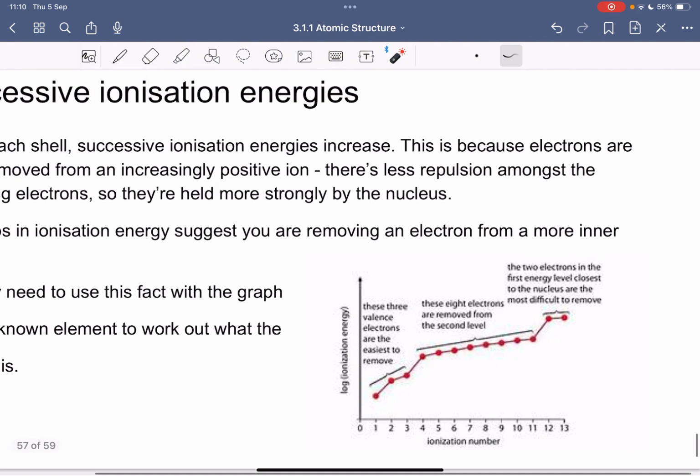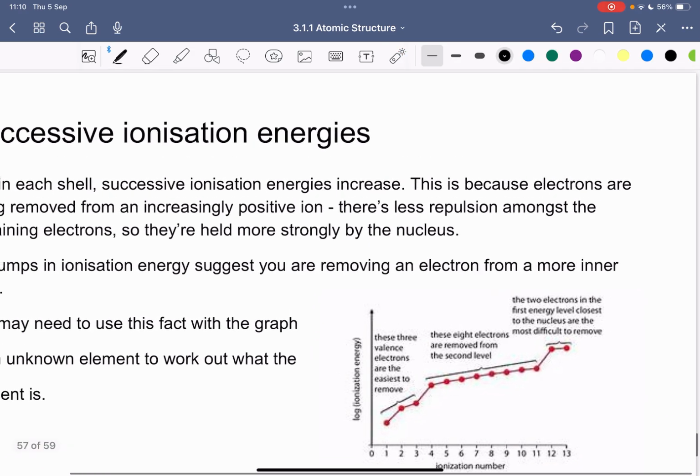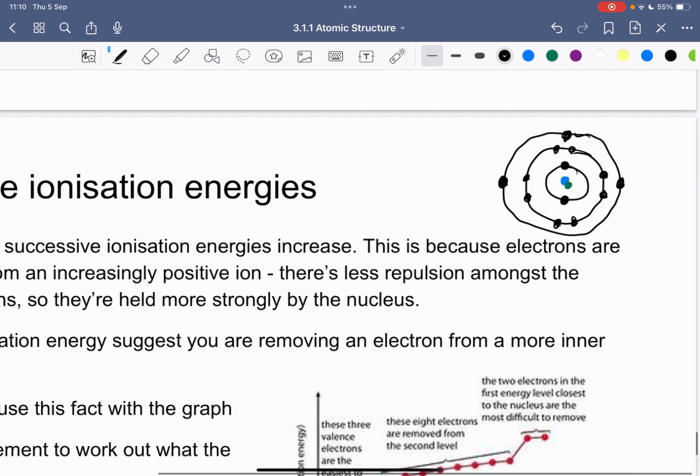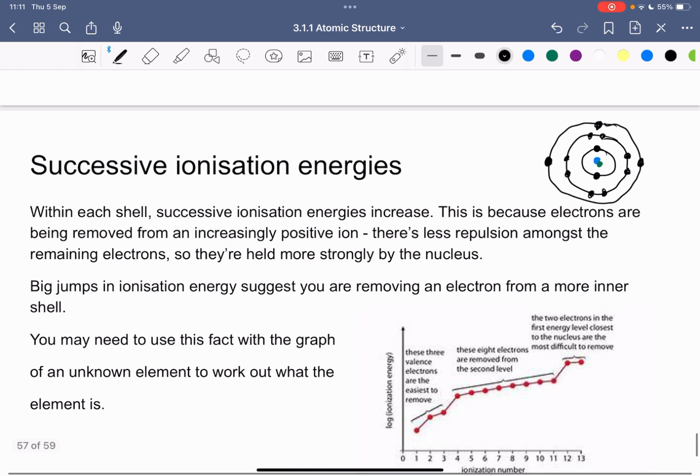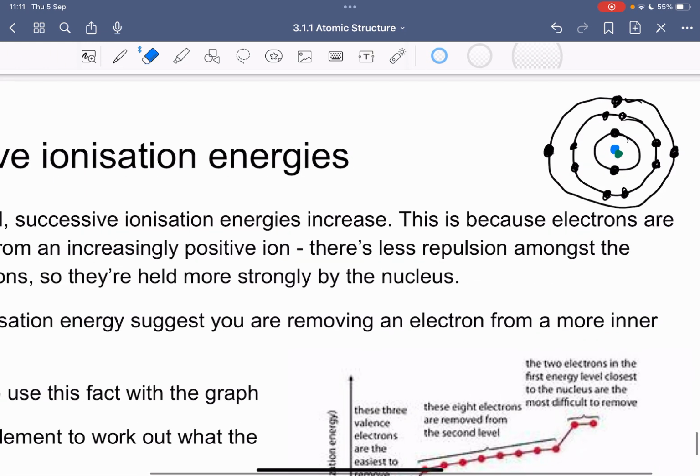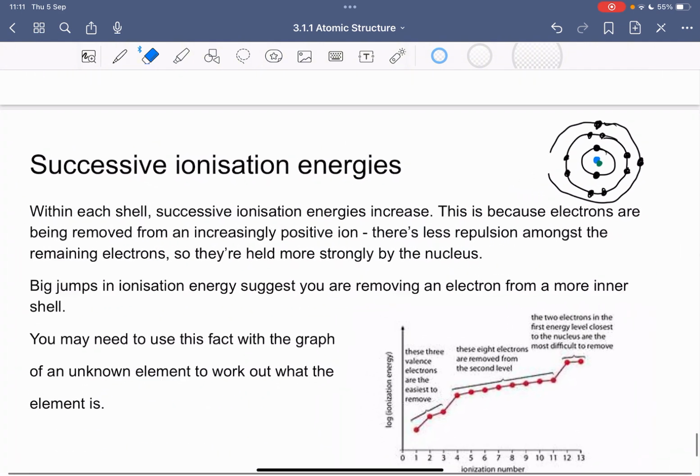What that basically means, if I draw this atom, this isn't drawn to scale and I haven't drawn the nucleus very well, but it's good enough for the explanation. If I'm removing this electron, that represents this ionization energy. Removing this electron represents this one. If I remove a third electron, that represents this one. Now, if I want to remove another electron, I'm moving inwards into a more inner shell.